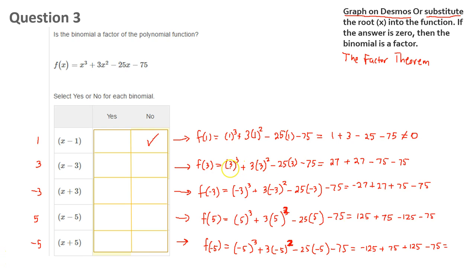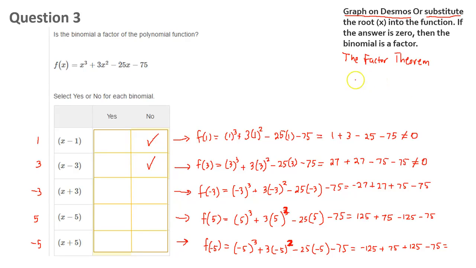As we can see here, we substituted 3 for x in the polynomial function. We substituted -3, then we substituted 5, and then we substituted -5. Again, we just took the opposite of each one of these numbers. For the first one, 27 plus 27 minus 75 minus 75, whatever that happens to equal, it does not equal 0, so we check no.